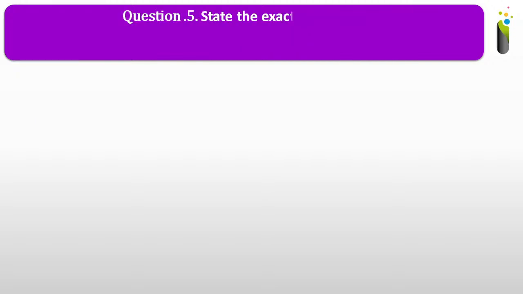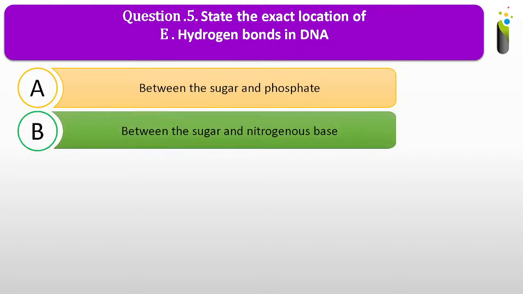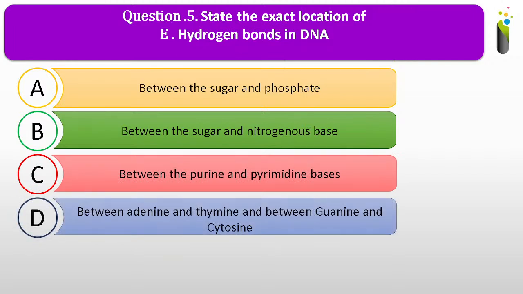Question number 5. State the exact location of sub-question E, that is hydrogen bonds in DNA. A. Between the sugar and the phosphate. B. Between the sugar and the nitrogenous base. C. Between the purine and the pyrimidine bases. D. Between adenine and thymine and between guanine and cytosine.